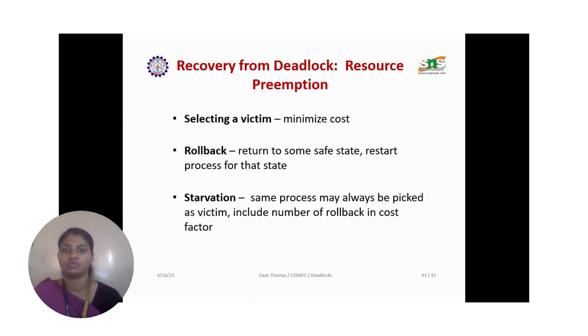Recovery from deadlock, resource preemption. Here, selecting a victim will minimize the cost. Rollback: return to some safe state and restart the process from that state. Starvation means the same process may always be picked as the victim, so include the number of rollbacks in the cost factor.